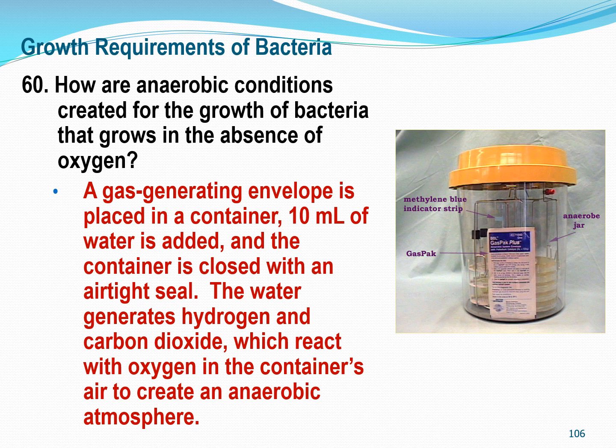So how are anaerobic conditions created for the growth of bacteria that grow in the absence of oxygen? We see an example of a setup over here to our right. A gas-generating envelope is placed in a container. 10 milliliters of water is added, and the container is sealed airtight. The water generates hydrogen and carbon dioxide, which react with oxygen in the container's air to create an anaerobic atmosphere. You'll see those plates are placed down into that, and then you set this container up like this so it produces that anaerobic environment.